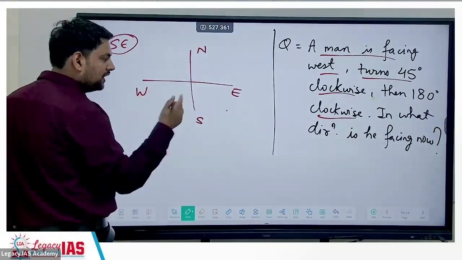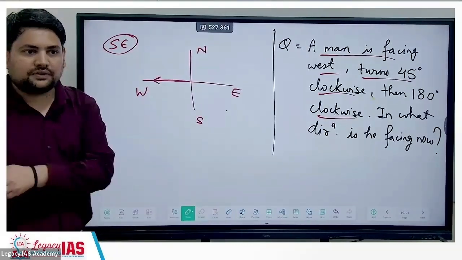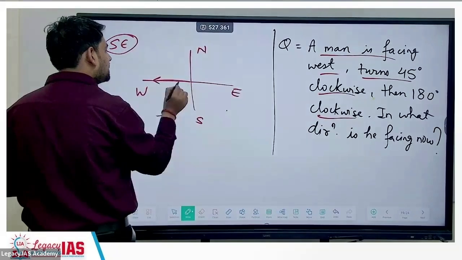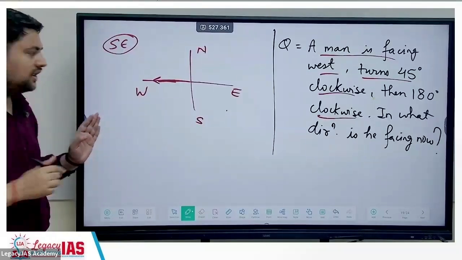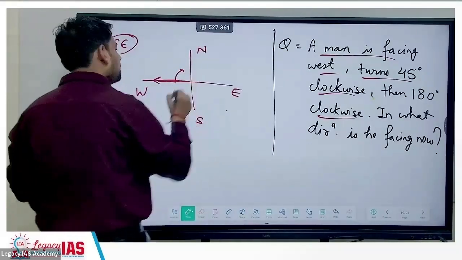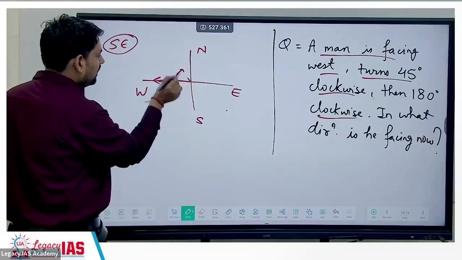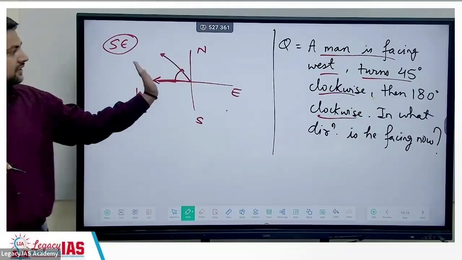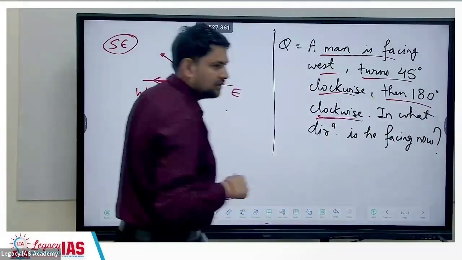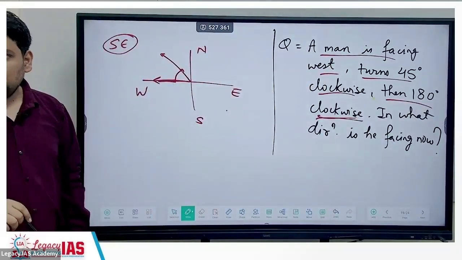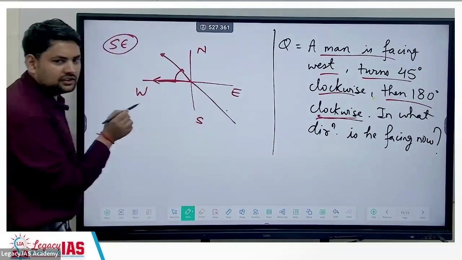See, so how we do this: a person is looking towards west. Now what do we do? He turns clockwise 45-degree. We'll directly sit on the west, wherever he's said to be facing. Then we turn 45-degree clockwise. This is clockwise. So where will he reach? He'll reach somewhere here and start facing in this direction. Then he goes 180-degree clockwise. 180 degrees is completely opposite, or in a straight line.